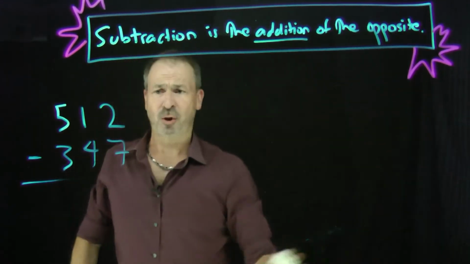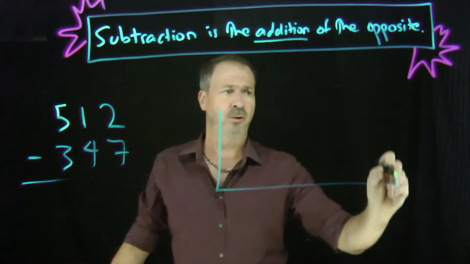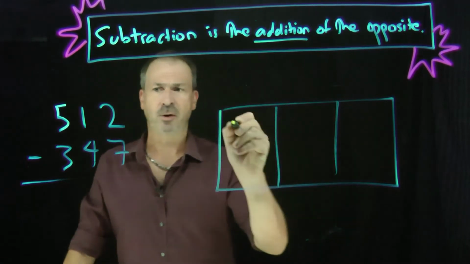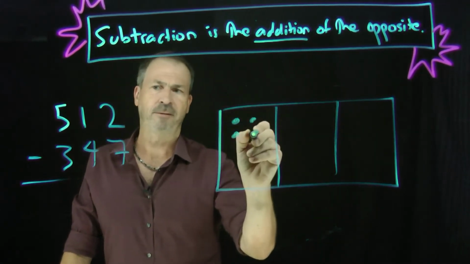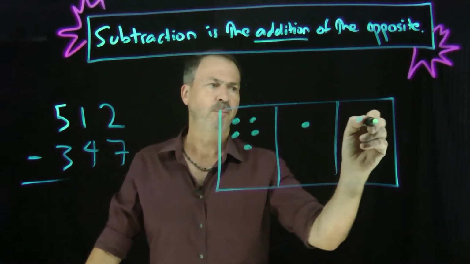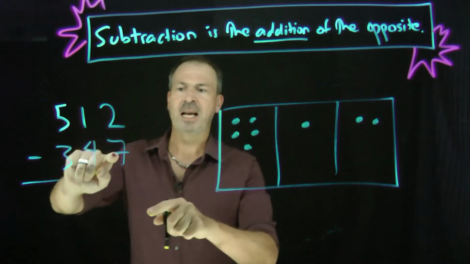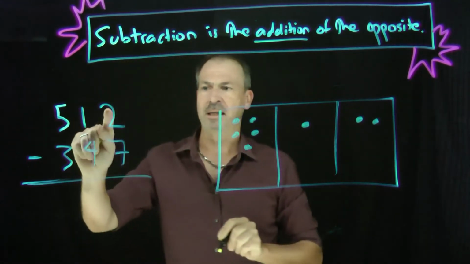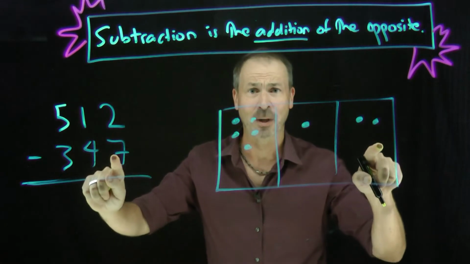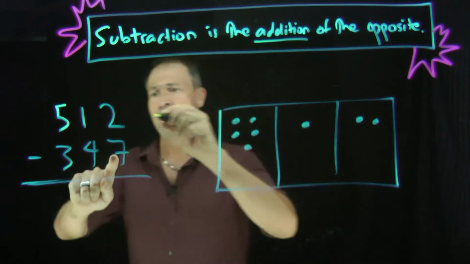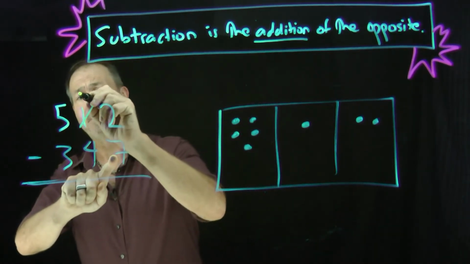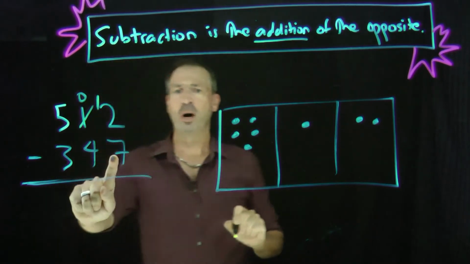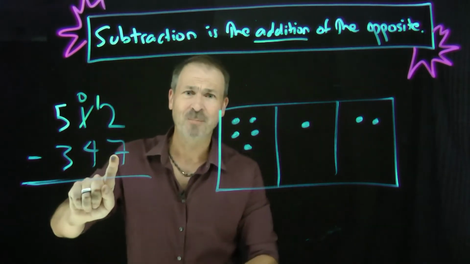In school, I was taught to think takeaway. All right, so I'll do the takeaway thinking again, but I'll do it in the way school wants me to do it. So 512. All right, I want to do 2 takeaway 7, because school always had me go right to left. 2 takeaway 7, can't do it. So what does school make me do? It says, let's borrow that number there, make that 1 less, and make that 12.